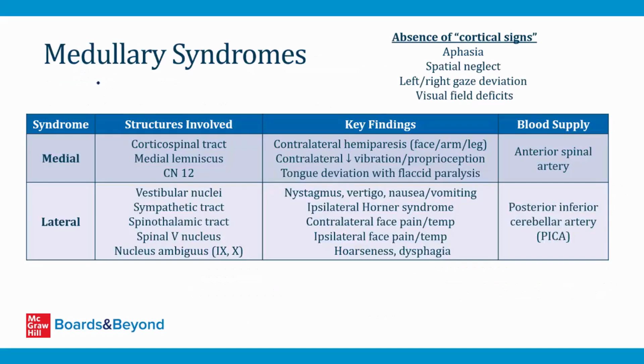And so here's a summary slide of the 2 medullary stroke syndromes we've discussed. Remember, in any brainstem stroke, including a stroke of the medulla, you're going to have an absence of cortical signs. And then on this table, I've summarized the key clinical findings and the blood supply that causes the medial and lateral medullary stroke syndromes. And that concludes our module on the brainstem.